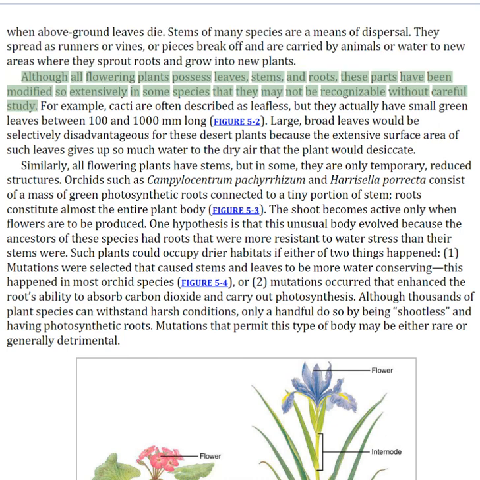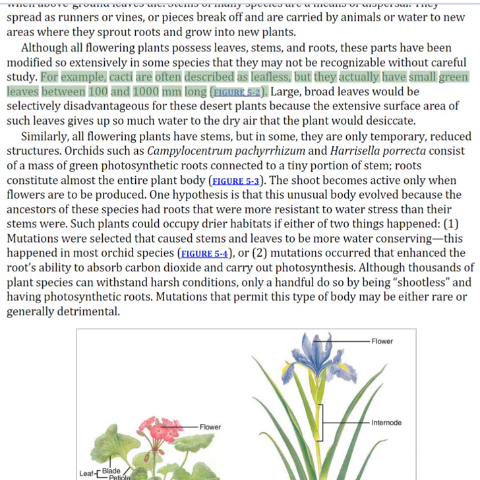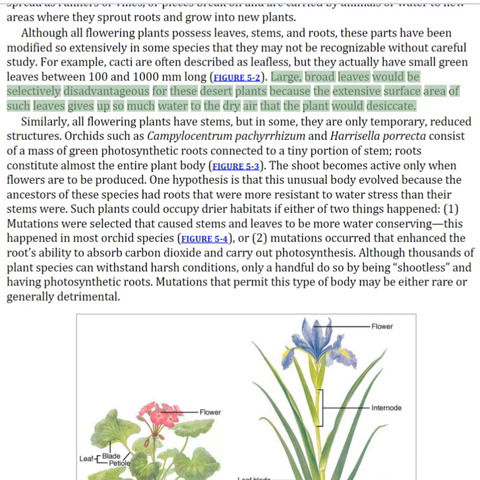Although all flowering plants possess leaves, stems, and roots, these parts have been modified so extensively in some species that they may not be recognizable without careful study. For example, cacti are often described as leafless, but they actually have small green leaves between 100 and 1000 millimeters long. Large, broad leaves would be selectively disadvantageous for these desert plants because the extensive surface area of such leaves gives up so much water to the dry air that the plant would desiccate.